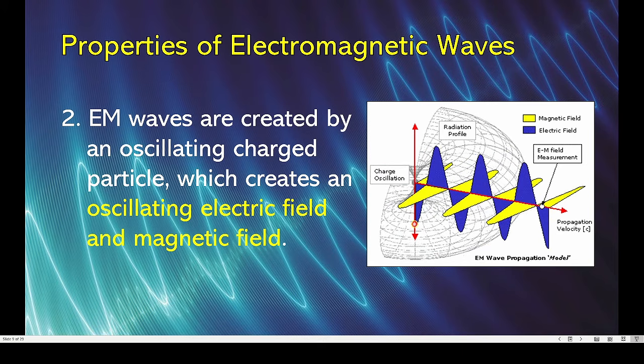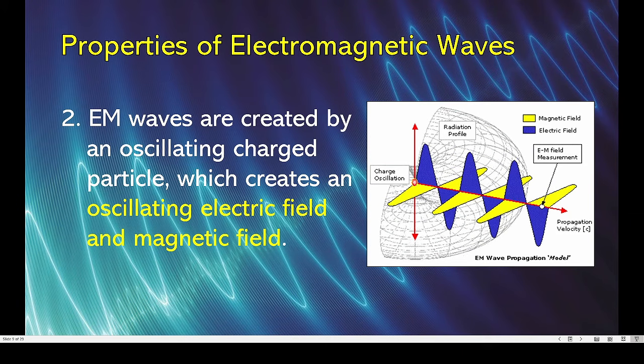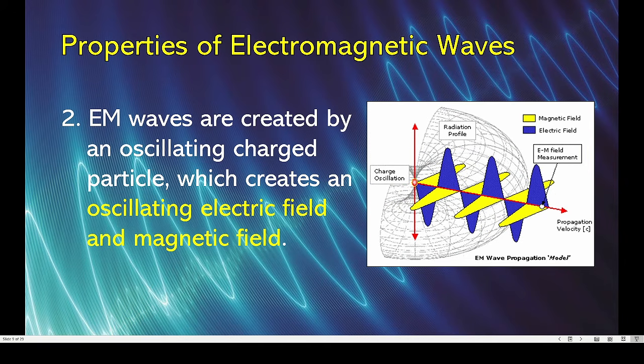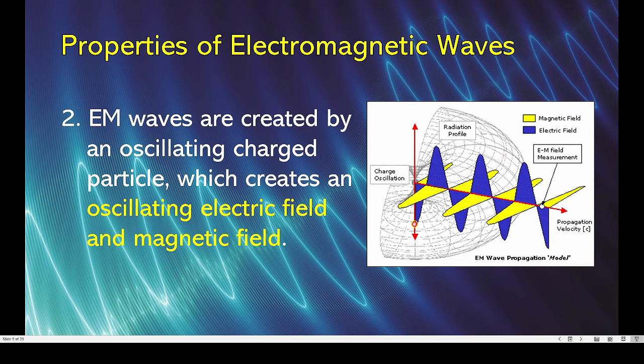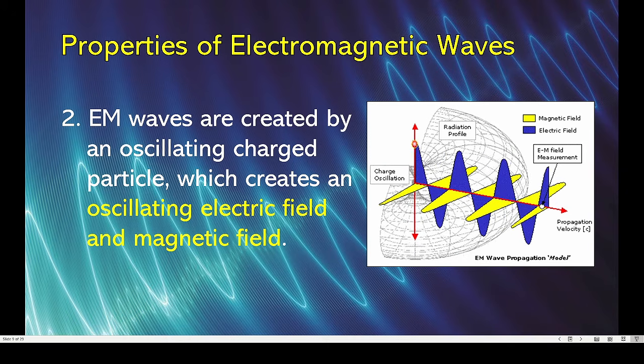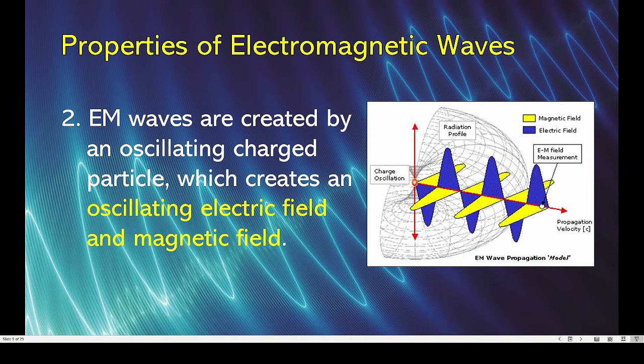So itong electric at magnetic fields na to, magko-combine yan and they will produce an electromagnetic wave as you can see in the GIF on the screen. So here we can see that the blue part is the electric field and the yellow part would be the magnetic field, and they are perpendicular to each other.